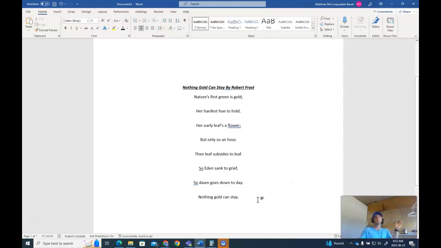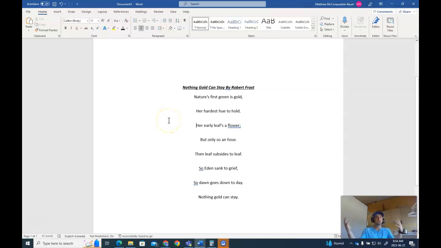So, first, whenever we close read, we just read the whole poem, line by line. We're thinking, but we're not doing super intense analysis yet, because I don't actually know where it goes. Let's say this is the first time I've read it.